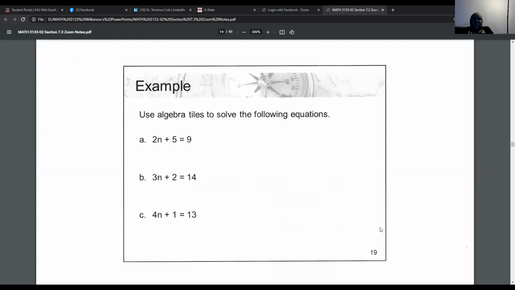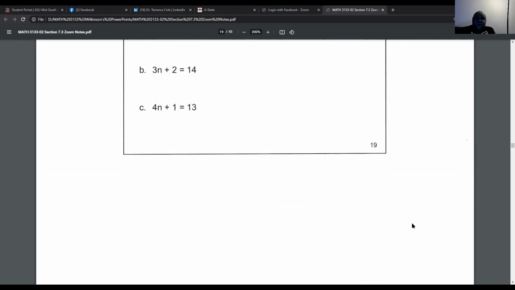Here are a few examples where we're going to use algebra tiles to solve the following equations. Like in part A, you've got 2n plus 5 equals 9. Part B, 3n plus 2 is equal to 14. And part C, 4n plus 1 is equal to 13.